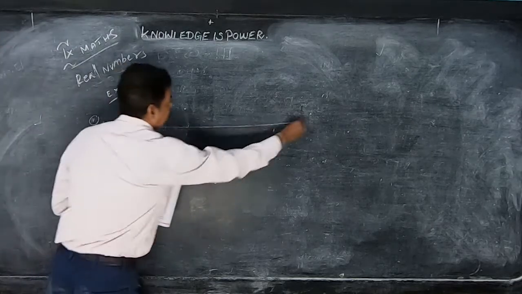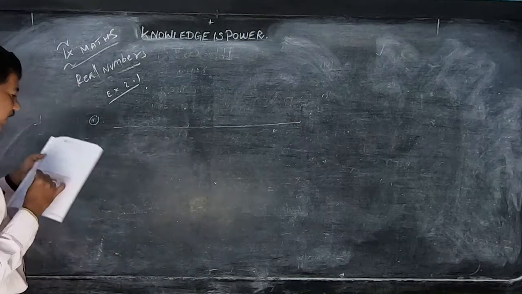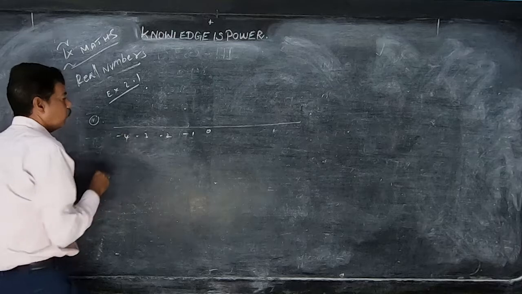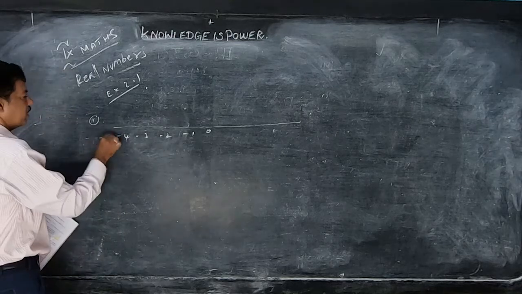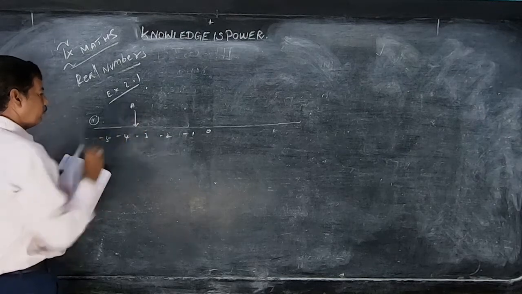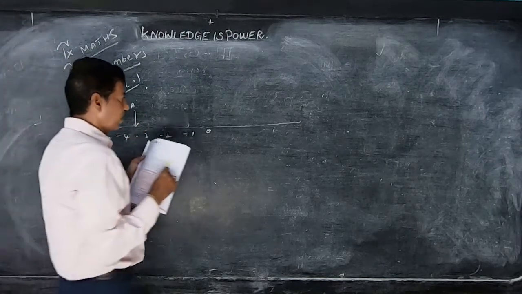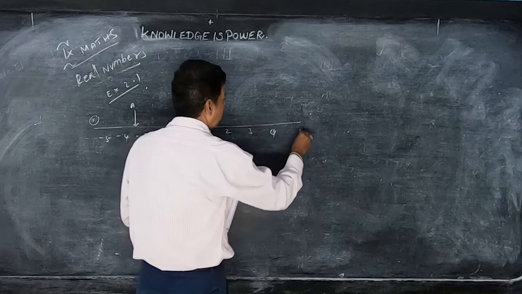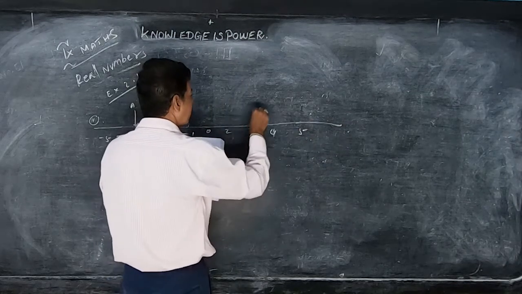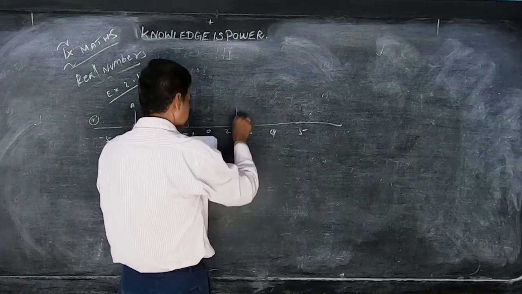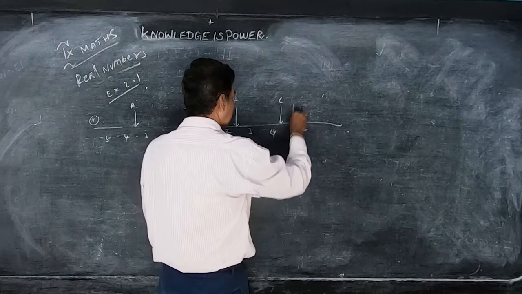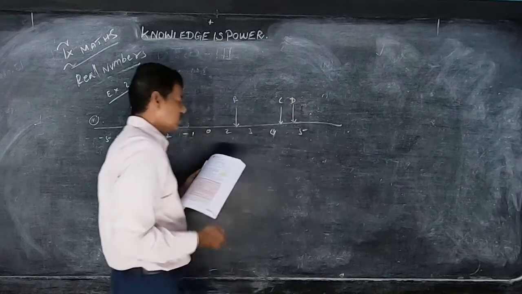One number line is given. Here there is 0, -1, -2, -3, -4, and also -5 is given. In between -3 and -4, a is given. Likewise here 2, 3, 4, 5. In between 2 and 3, b is given. And in between 3 and 4, 2 points are given. One is c, another one is d.